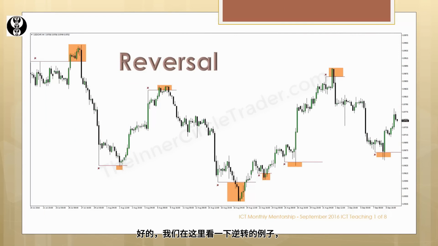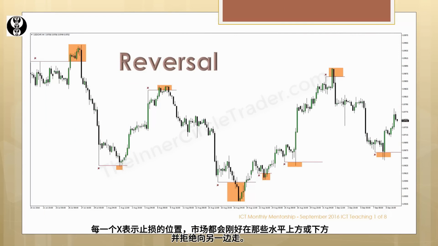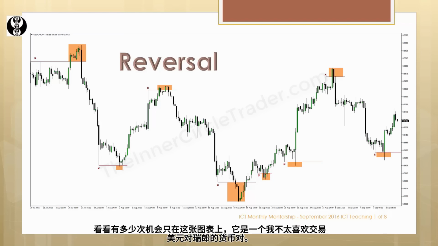Okay, and we're looking at examples of reversals here. Every X indicates where stops would be, and the market goes just above those levels and then rejects and goes the other way, or goes just below those levels where there's an X and rejects and goes the other way. Look how many times there's so many opportunities just on this one chart, and it's on a pair I don't really like to trade, the US versus the Swissy.